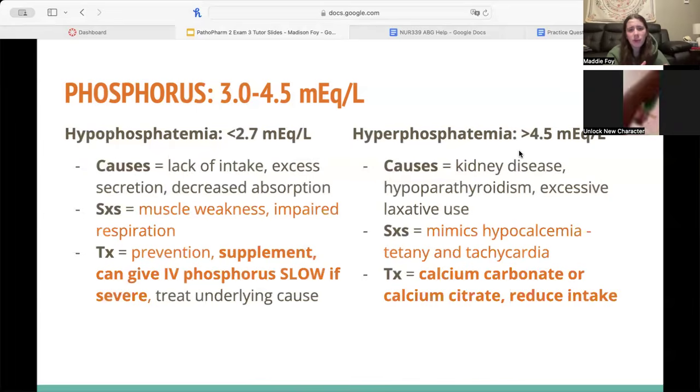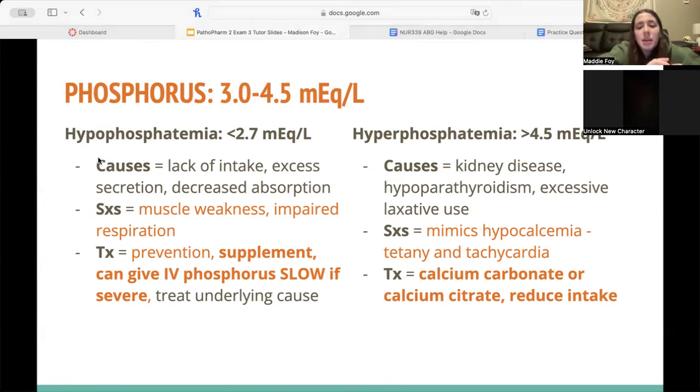So again, 3.0 to 4.5. If your phosphorus is low, you have hypophosphatemia, which can be caused by low phosphorus intake, excess secretion, or decreased absorption. So you're either consuming not enough or losing too much. It can cause muscle weakness and, more importantly, impaired respiration. So that's where it gets a little bit dangerous. You can supplement this phosphorus via IV. Again, you just need to do it slowly, and that's typically only in more severe cases.